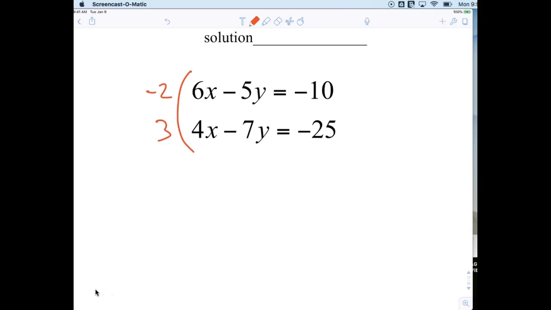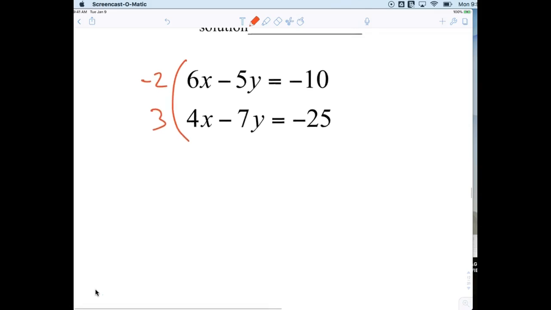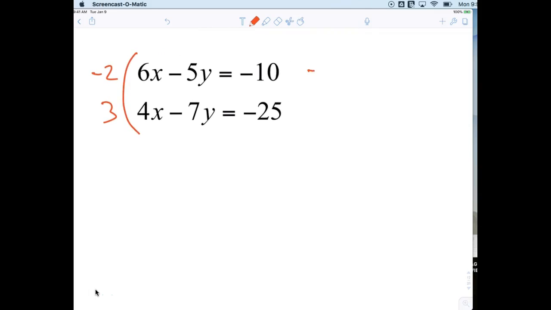Could you choose something different? Yes, you can choose something different. All right, but that's kind of nice. Just 12 and -12 cancels out. So now when we multiply the top by -2, we get -12x plus 10y equals 20. And then we get 12x minus 21y is equal to -75. Is everybody good with this?